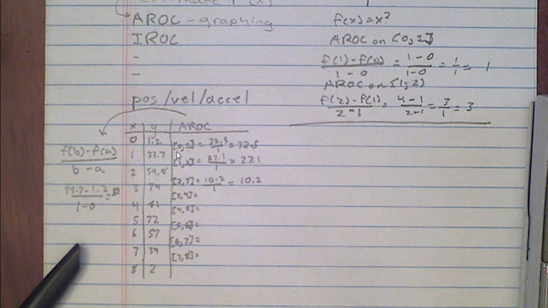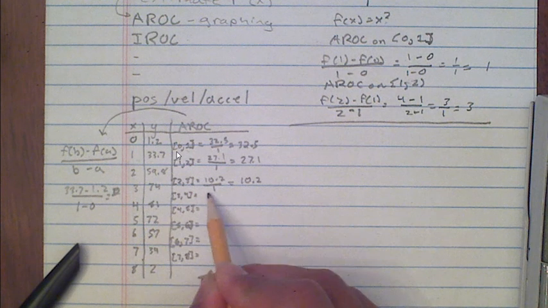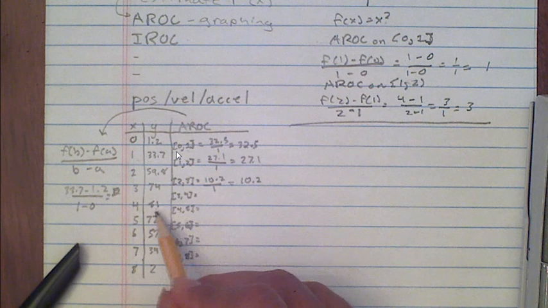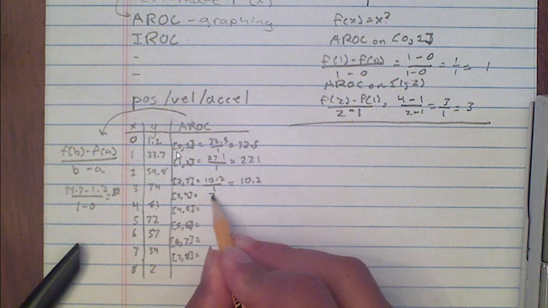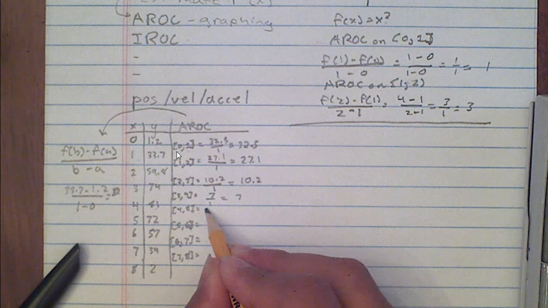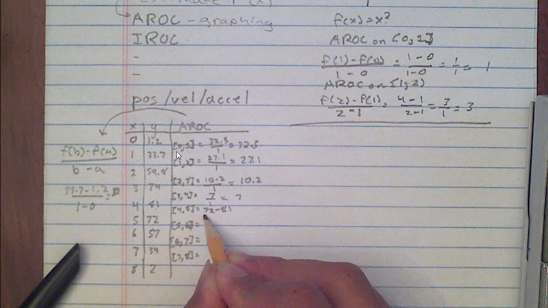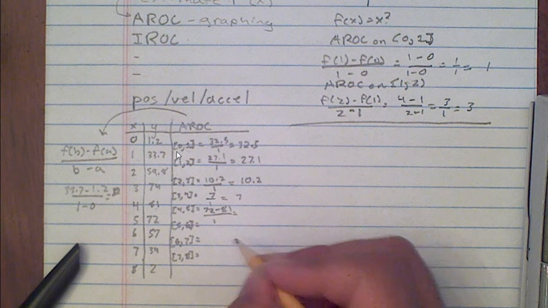Alright, I'm unpausing here because I don't want to lose you. I'm copying down the average rates of change here. So once again, review average rate of change. The y value at 4 is 81 minus 74. 81 minus 74 is 7, over 4 minus 3 is 1, so that's 7. Alright, y value 72 minus 81 over 5 minus 4 is 1, so that gives me -9.